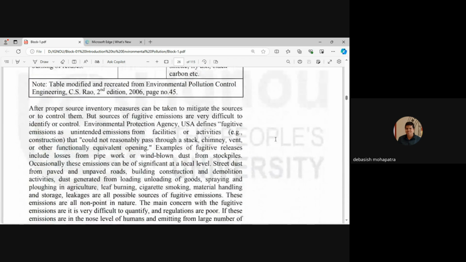So once we know the source, now we can take precautionary measures to mitigate or control them. But sources of fugitive emissions are very difficult to identify for control. The Environmental Protection Agency, USA, defines fugitive emission as unintended emission from facilities or activities, for example construction, that could not reasonably pass through a stack, chimney, vent, or other functional equivalent opening. Examples of fugitive release include losses from pipework or wind-blown dust from stockpiles. Occasionally, these emissions can be of significance at the local level.